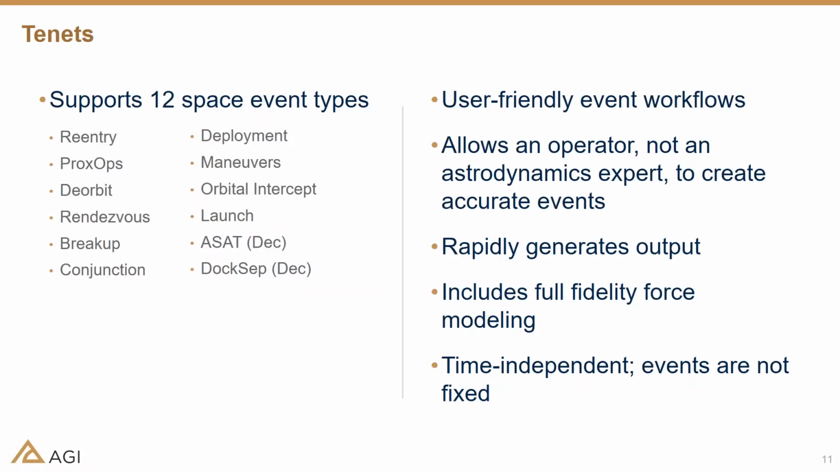So SEG meets the requirement for scope by offering 12 different space event types. We have reentry, proximity operations, deorbit, rendezvous, breakup, conjunction, deployment, maneuvers, orbital intercept, launch, and the next set of events coming up in our next release will be ASAT, direct descent, anti-satellite, and docking and separation.